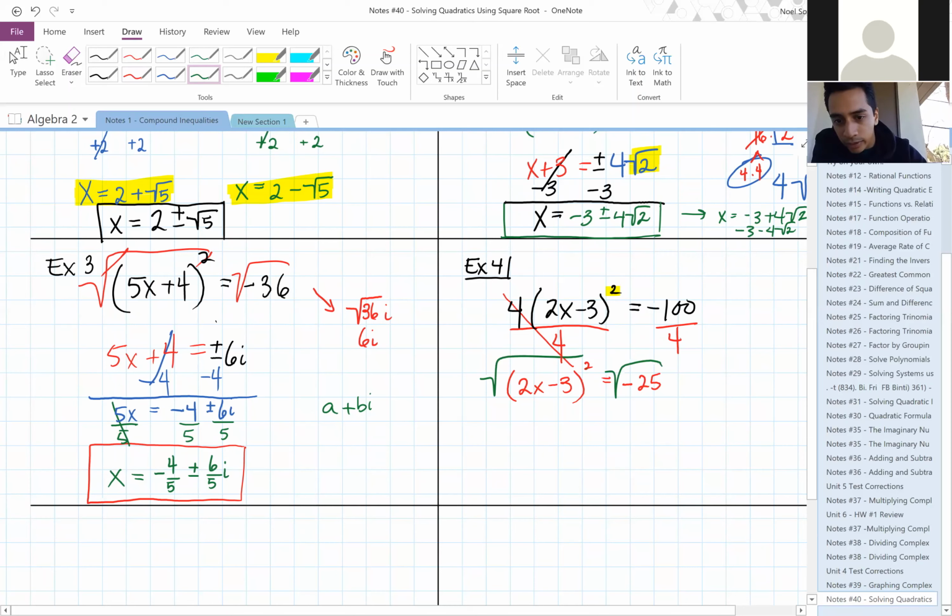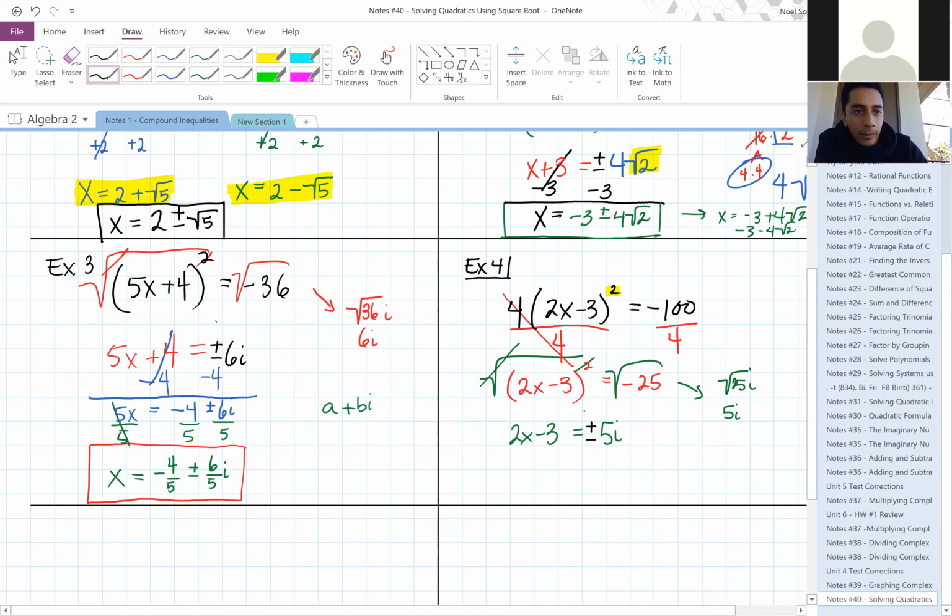Square root and square cancel, and you're left with 2x minus 3 is equal to, well now here is where you can do your little side scratch work. Square root of negative 25 becomes square root of 25i. And then the square root of 25 is 5, and you can bring down your i, right? So now you have 5i. And then don't forget here that you're solving for two separate solutions, so you need plus or minus 5i, okay?